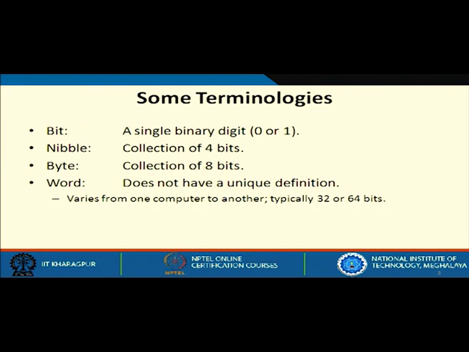Now, some terminologies you must know when we talk about memory. What is a bit? We all know a bit is a single binary digit, either 0 or 1. A nibble is a collection of 4 bits. A byte is a collection of 8 bits. And a word does not have a unique definition, because the word length of a computer can be 32-bit or 64-bit. So, word does not have a unique definition.